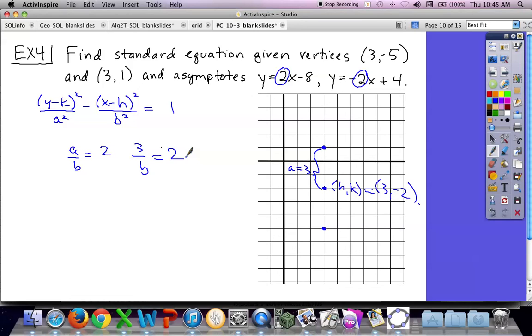b equals 3 halves. All right, multiply times b, divide by 2. Okay, so we know everything to put in the equation now. y minus, what is that? Actually, it's going to be y plus 2 over the a squared. The a squared is 9, minus (x - 3)^2 over the b squared, which will be 9/4, equals 1.